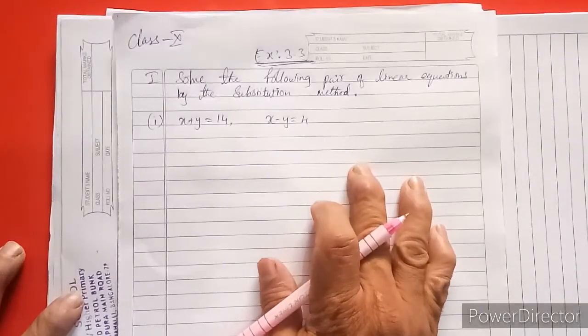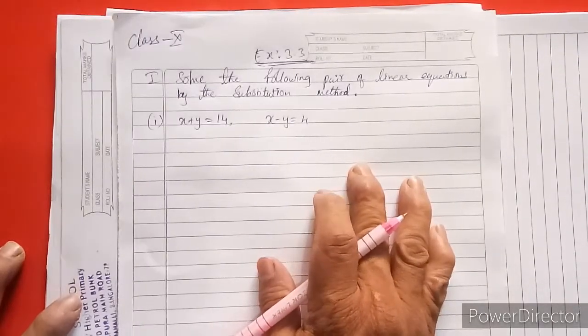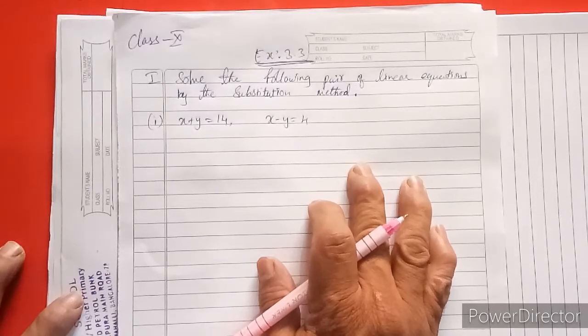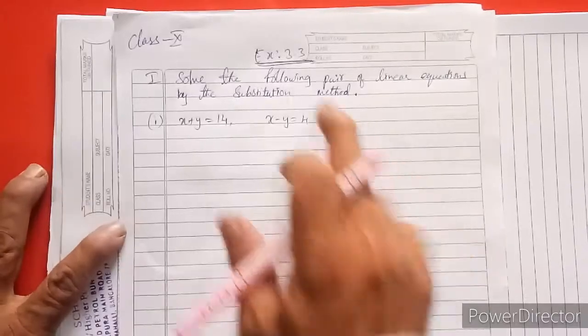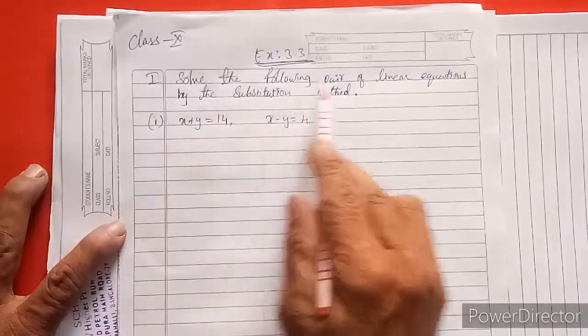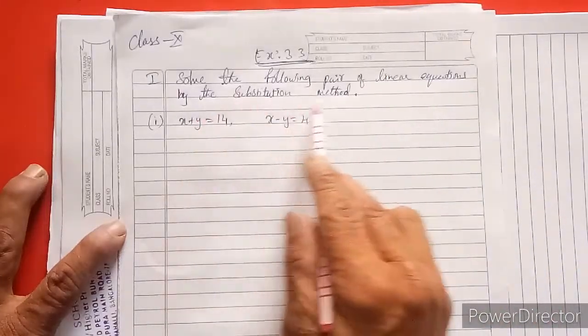Today I am going to explain the pair of linear equations in two variables, that is the algebra part for class 10th, exercise 3.3. I am solving here. First, solve the following pairs of linear equations by the substitution method.